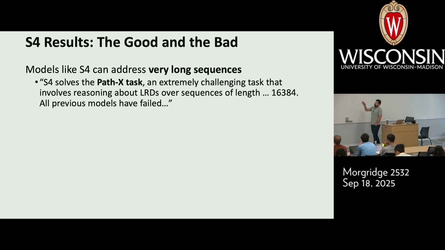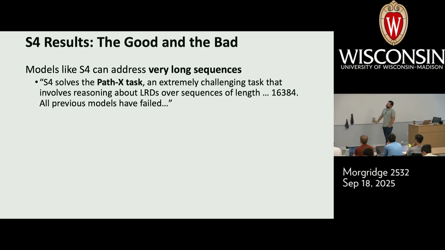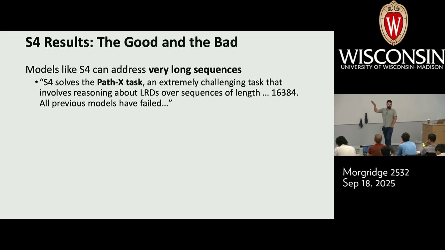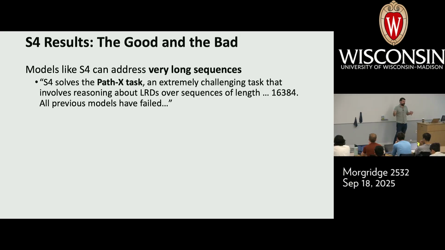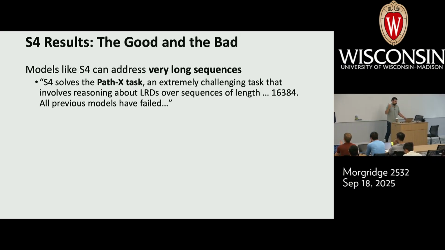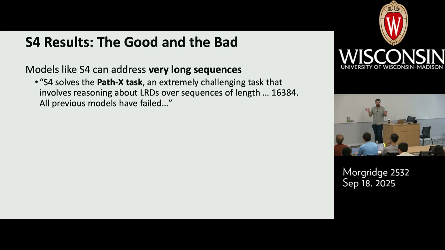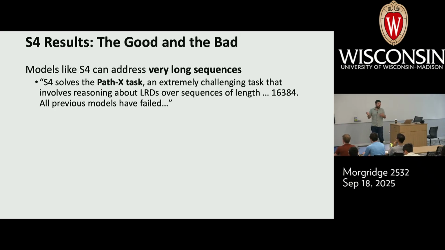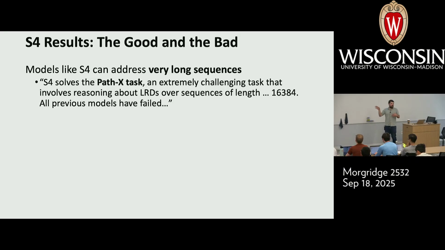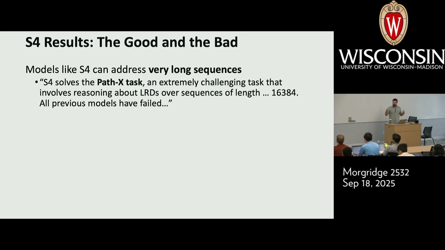So here's an example from the paper. There is this really interesting benchmark called the Long Range Arena. The basic idea is that it tests your model's ability to handle very long sequences. One example of such a sequence had length about 16,000. At the time, any transformer-based model would choke on something this long. But this S4 model was basically able to get almost perfect accuracy.